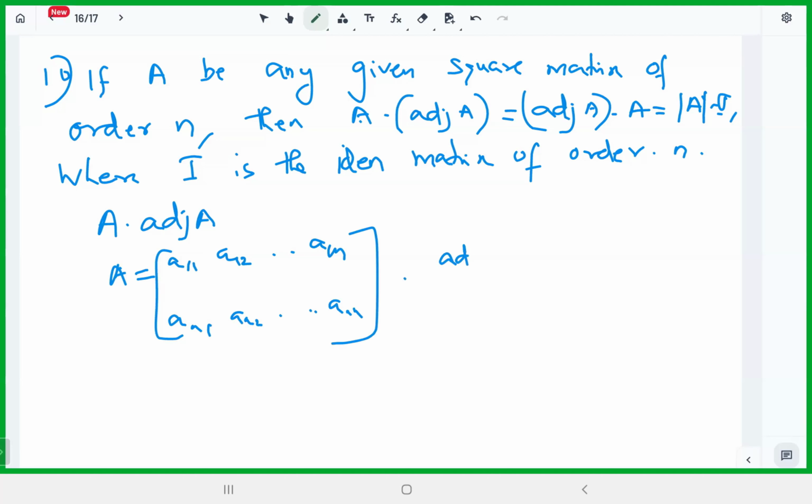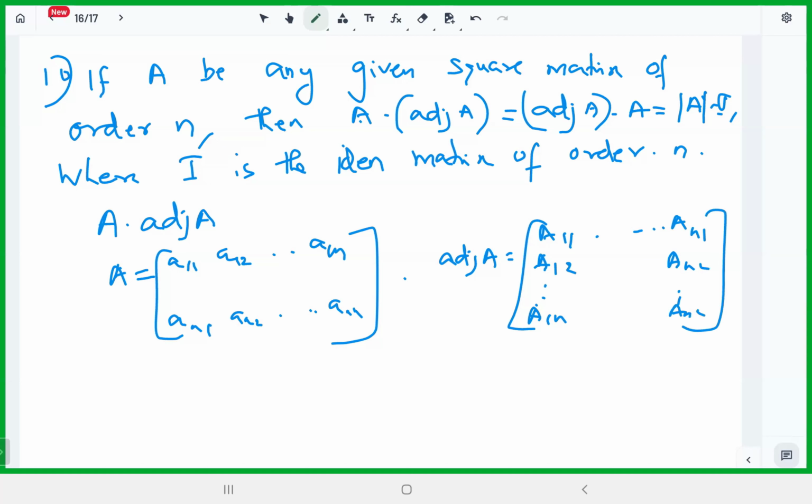And what about the adjoint of that matrix? The adjoint of that matrix will be A11, we'll write it downwards, right? So A12, etc., A1n. Similarly, here also it will be An1, An2, etc., Ann. So this will be the adjoint of A.